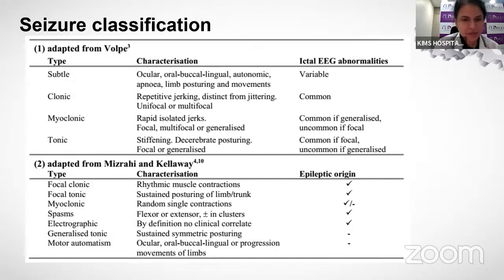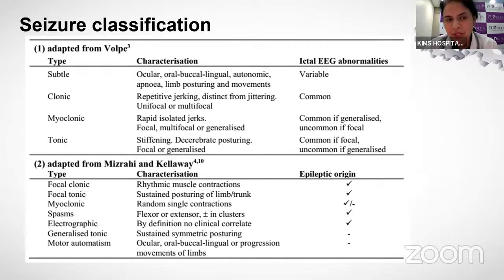So we'll go back to the classification of neonatal seizure. This is from Volpe's textbook of neonatal neurology. There are 4 classical types of neonatal seizures: subtle, clonic, myoclonic, and tonic seizures. Now, subtle seizure is a very characteristic type of neonatal seizure, which is characteristically seen only in the newborn age group.